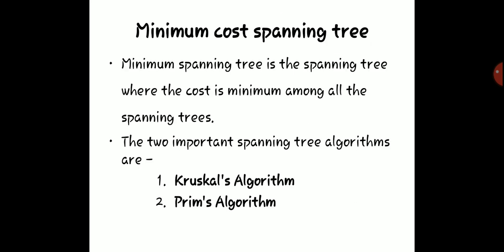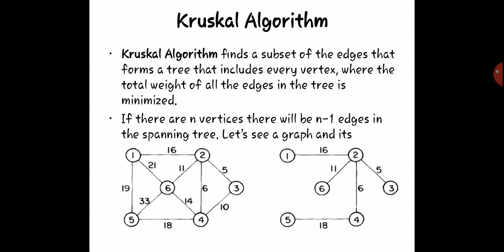Now we see how a minimum cost spanning tree is formed, right? First of all, for forming a spanning tree we can follow 2 methods. Generally we follow 2 methods: picking up the edges and constructing the spanning tree, and picking up the vertices and constructing a spanning tree. Both ways we can construct a spanning tree out of the given graph, right? Okay, so we have 2 algorithms, Kruskal and Prim, right?